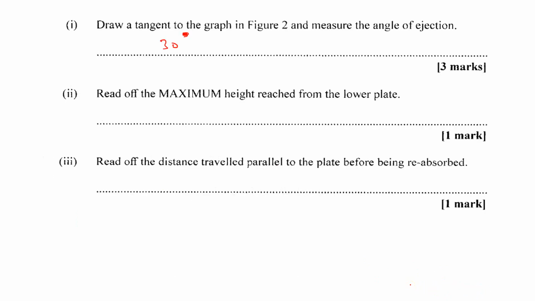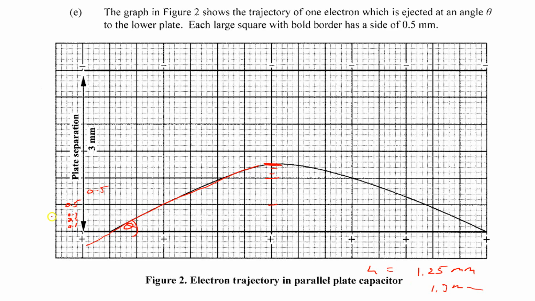All right. Now it says read off the graph again the distance traveled to the plate before being reabsorbed. That is just you counting the boxes here again to find out the horizontal distance. So let's count how many boxes: 1, 2, 3, 4, 5, 6, 7, 8, 9, 10, 11, 12, 13, 14.